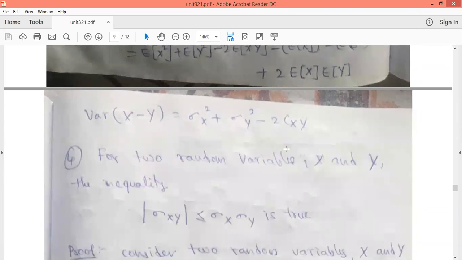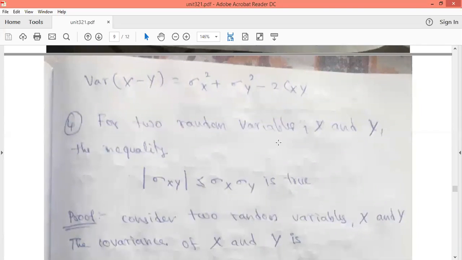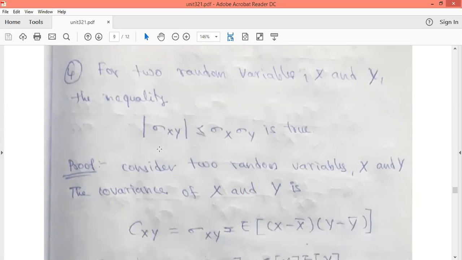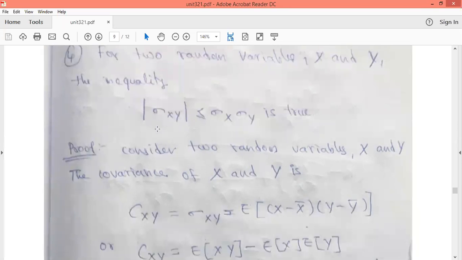So this is our third property. And the fourth property says that for two random variables x and y, this inequality is true. What is the inequality? Mod sigma xy will always be less than or equal to sigma x into sigma y. Okay, so this is the inequality it will satisfy.